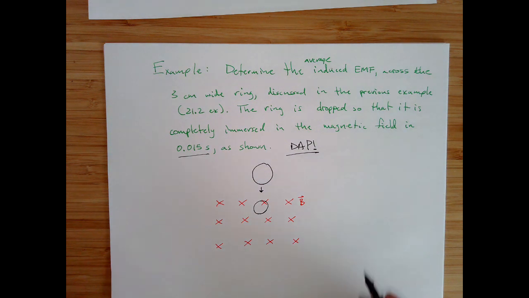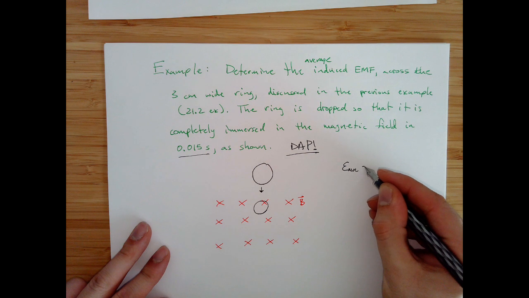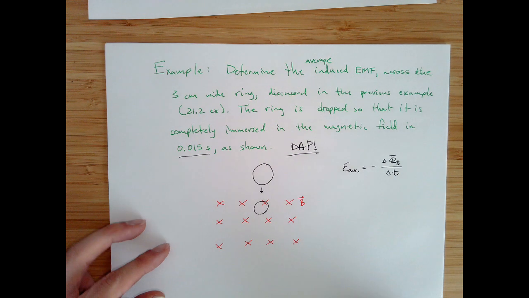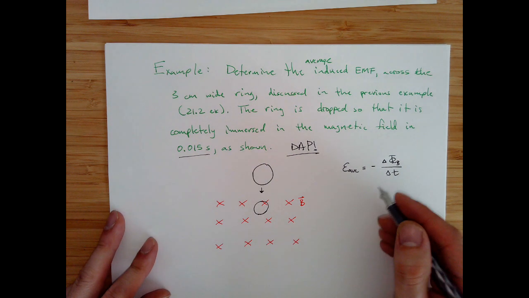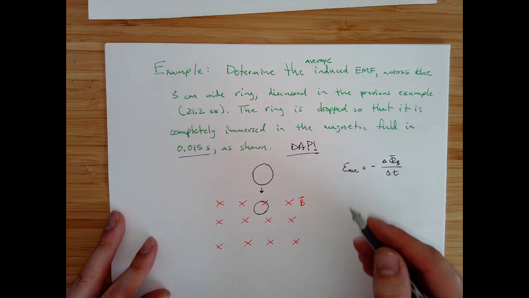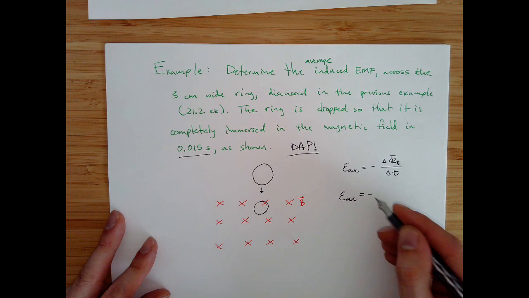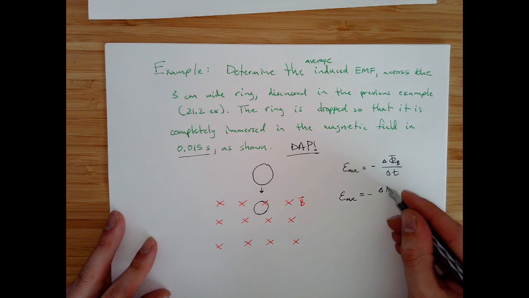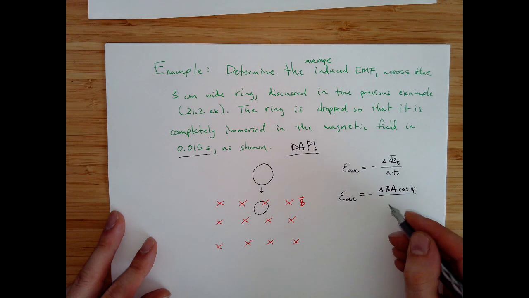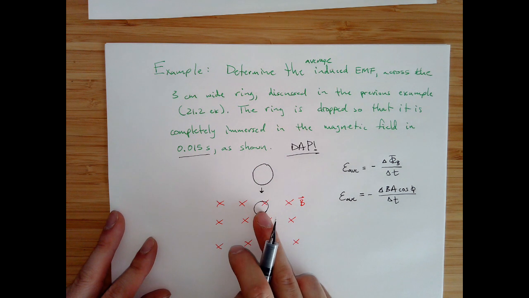So we know that the average induced EMF is equal to negative delta phi B over delta t. We'll talk more about what the negative sign tells us later, though. So the induced voltage is equal to negative delta of B A cos phi over delta t.